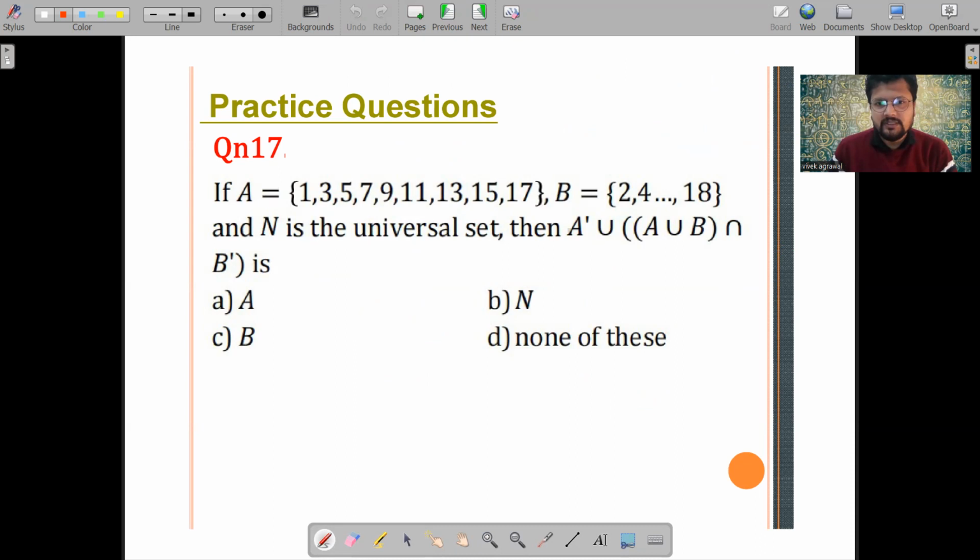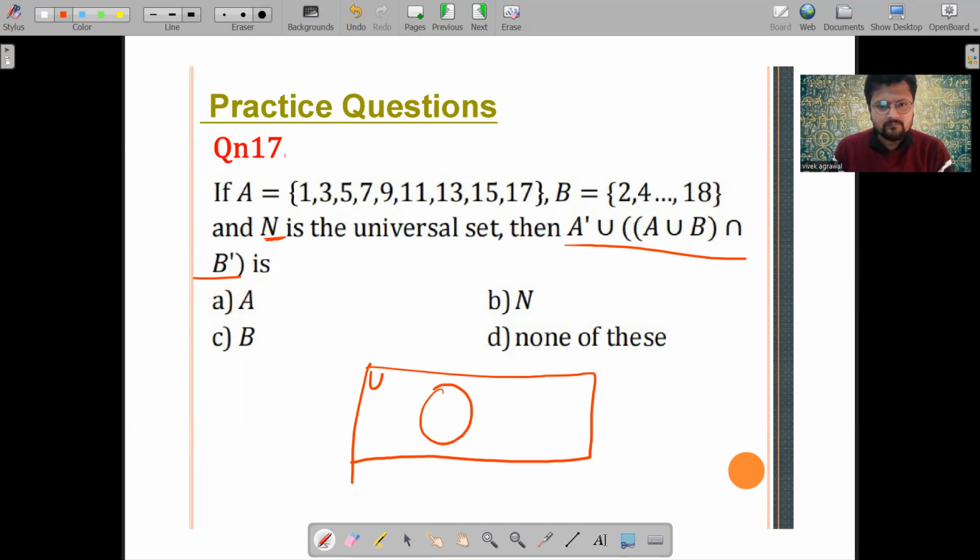We have A equal to something like this, B equal to this. N is the universal set. N is the natural numbers. That is the universal set. Now it's asking about (A dash union A) union (B intersection B dash). Okay, so before putting in the values of A and B, let's just simplify this expression itself. And that will be, what is A union B intersection B dash?